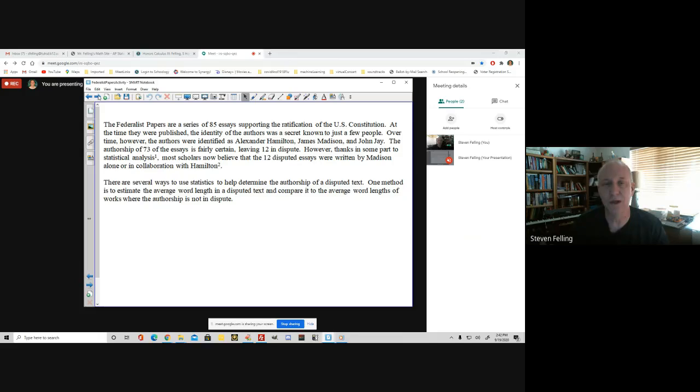But over time, the authors were identified as Alexander Hamilton, James Madison, and John Jay. The authorship of 73 of these essays is fairly certain, but there are 12 of them that are still somewhat in dispute. However, thanks in some part to statistical analysis, most scholars now believe that the 12 disputed essays were written by either Madison alone or in collaboration with Hamilton.